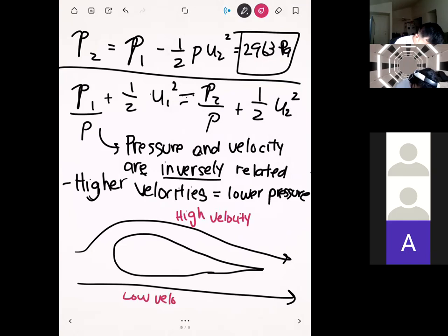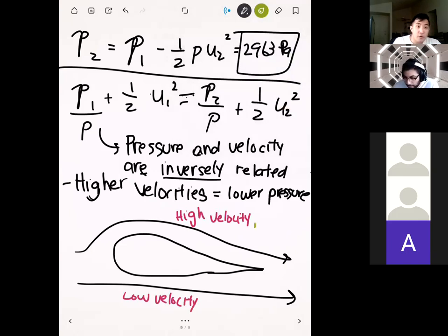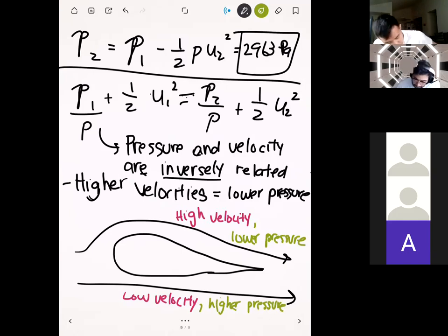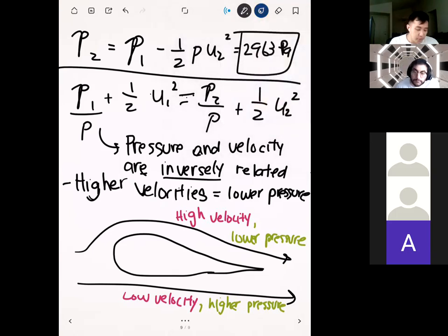Okay. And so if we go by the relationship that we have there, if we have higher velocity on the top, we're basically going to have lower pressure. And then lower velocity means we have higher pressure. And so we basically have an imbalance here, right? Higher pressures on the bottom means higher pressure forces there on the bottom, and lower pressures on the top means lower forces on top too. And so the net effect of this, given just by the velocities, is that we have a net force upwards.